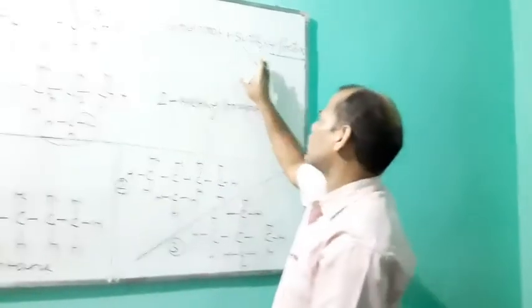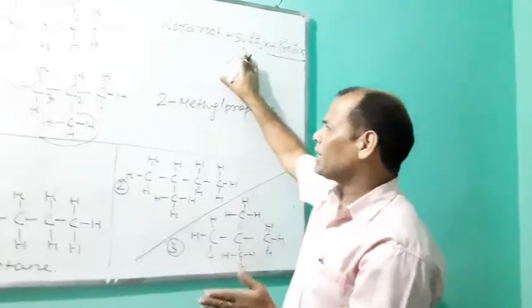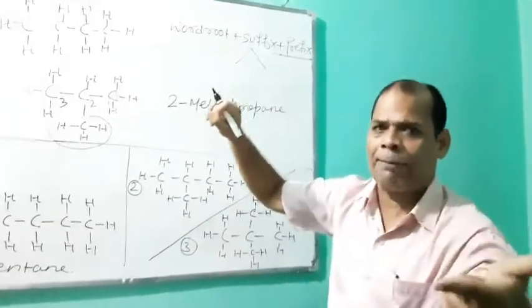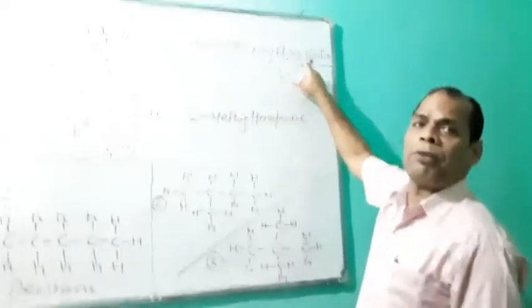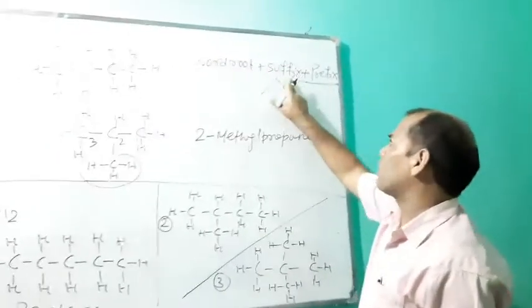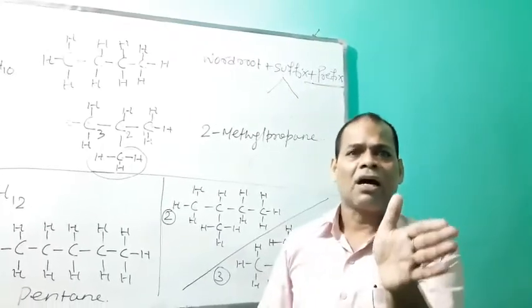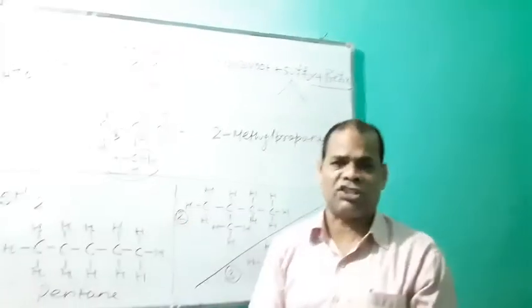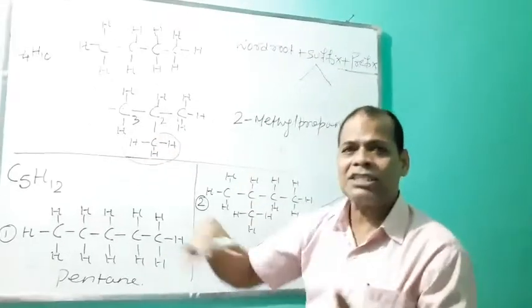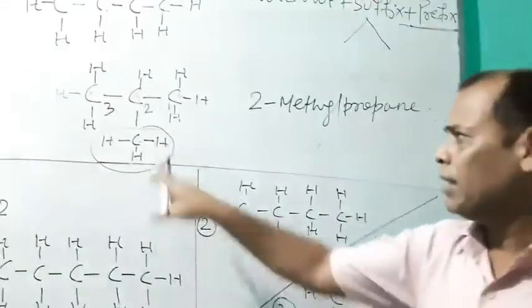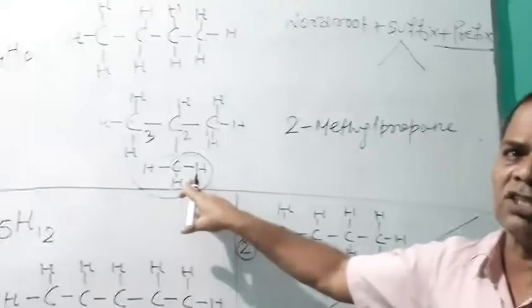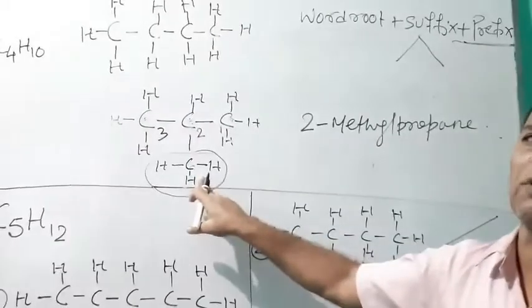So let us stop here only. Word root is the number of carbon atoms, and then suffix, and then prefix: word root plus suffix plus prefix. As I said, prefix is the substituent which is present in the form of a branch. Here, in the form of a branch, a CH3 group is there.